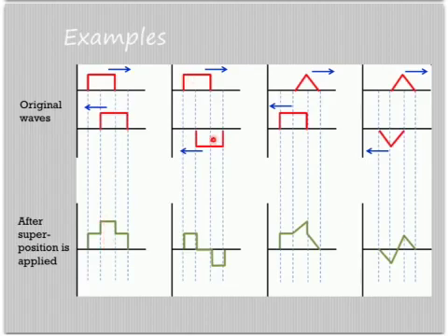Now look at these two. This one is above the axis, so it's plus. This one's below the axis, so it's minus. And where they overlap in the middle, +1 plus -1 is 0, so no displacement in the middle.